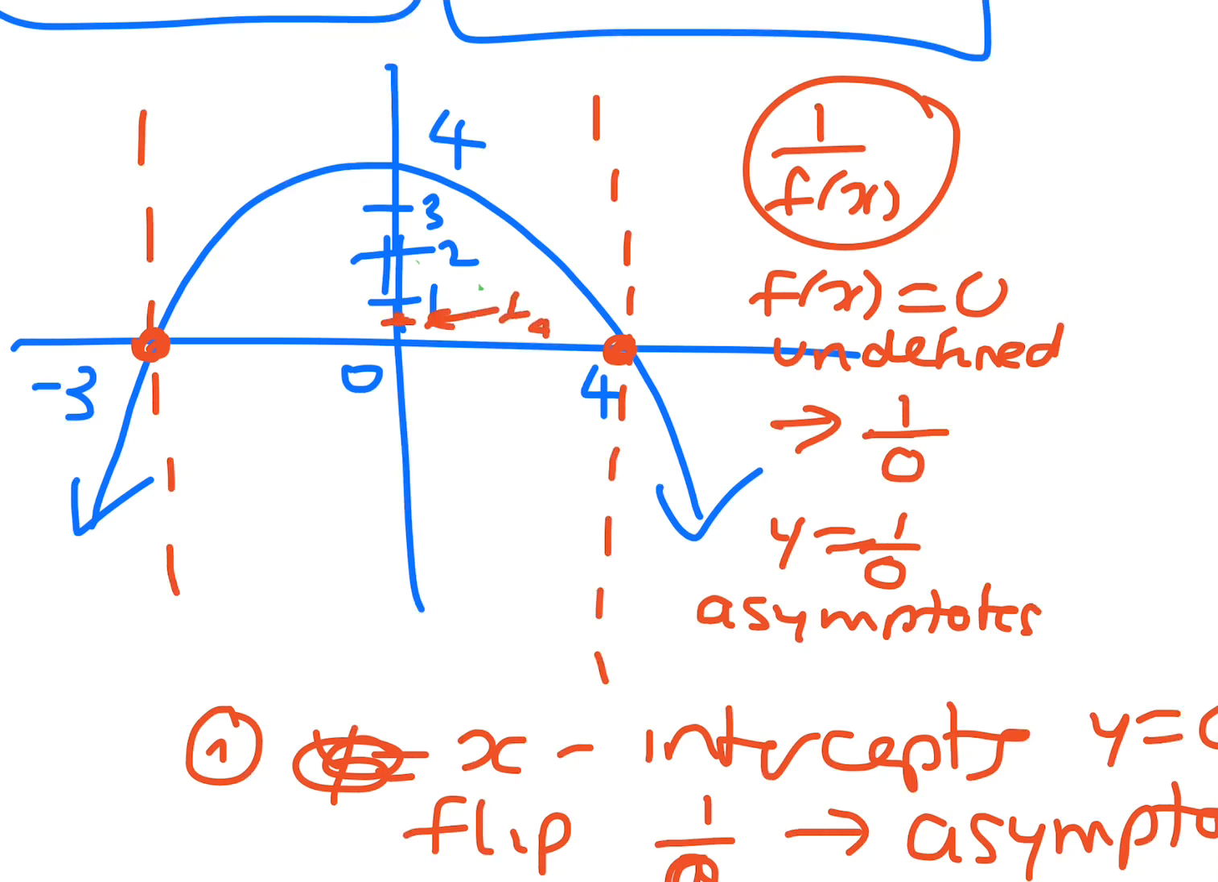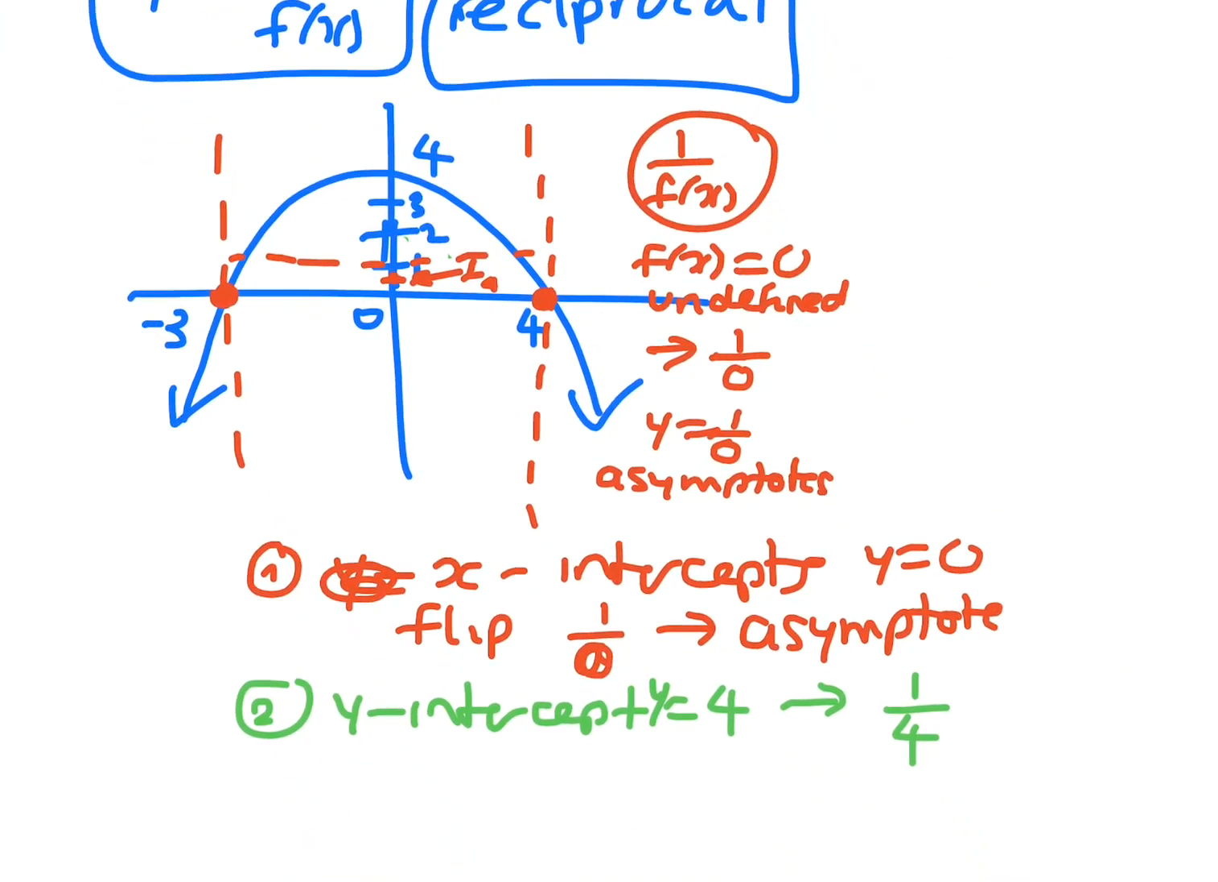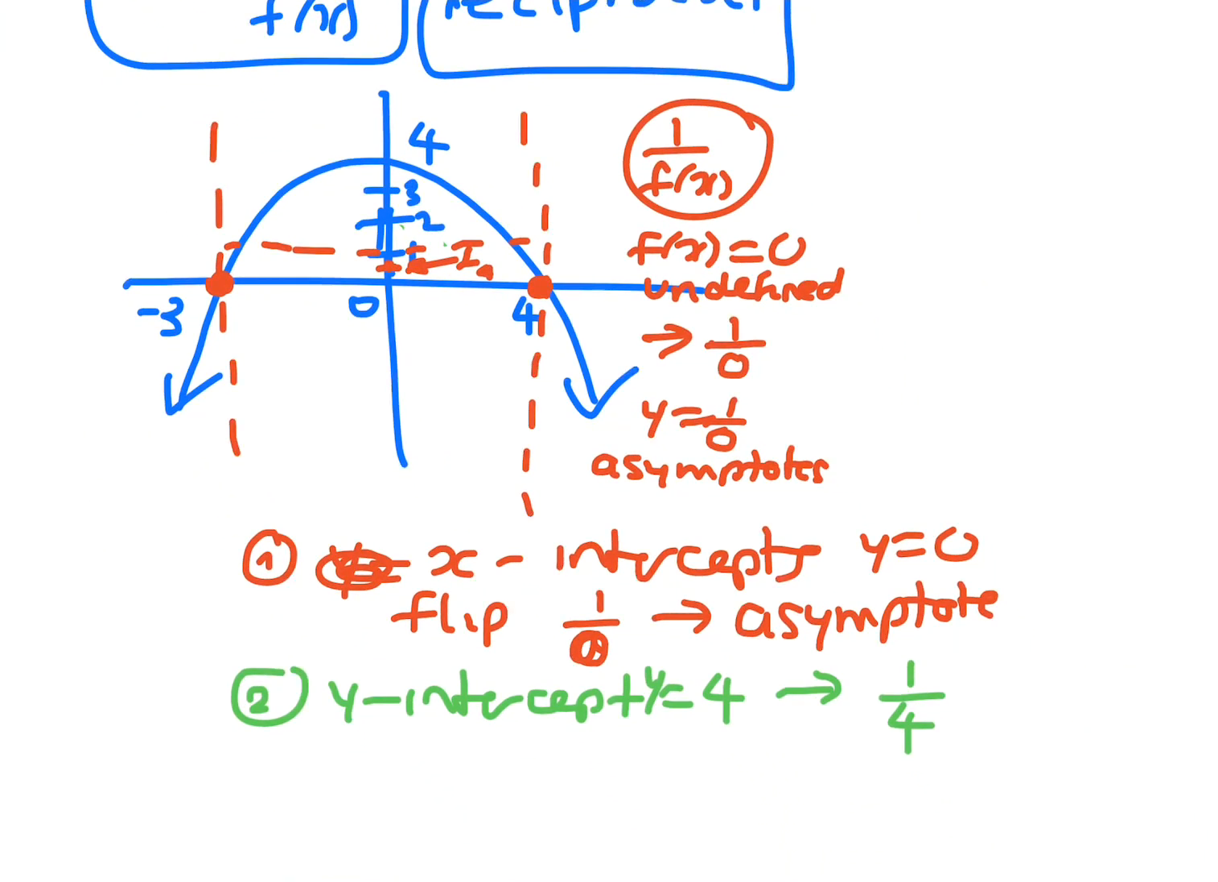That's a quarter. Anything below y equals 1, if you flip y equals 1, 1 on 1 is just 1. So at the point where y equals 1, it actually just stays the same. So we know it goes through a quarter, we know it goes through those points. If you flip 4, you go down here. If you flip 3, you go down to a third. If you flip 2, it'll go down to a half. So it's coming down here like this.